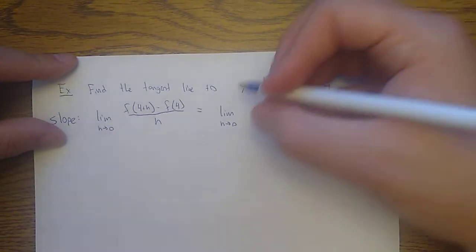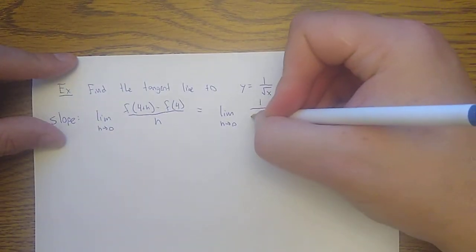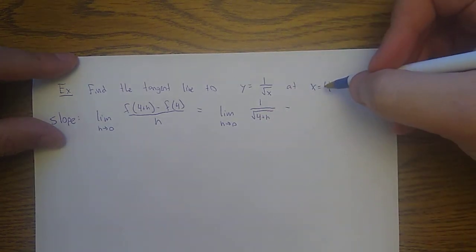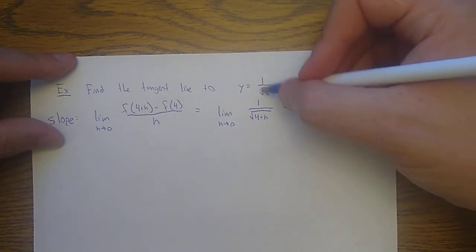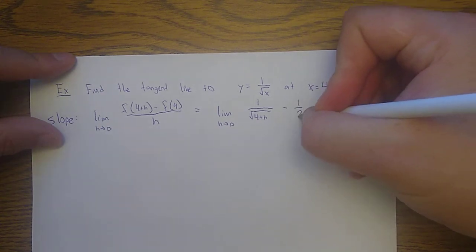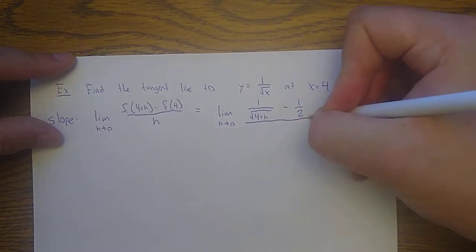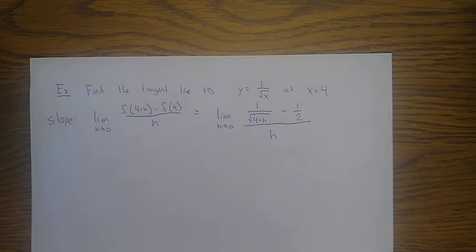So what's f of 4 plus h? I do this. And then what's f of 4? F of 4 would be 1/2, right? And I put that all over h. I do the limit as h goes to 0.